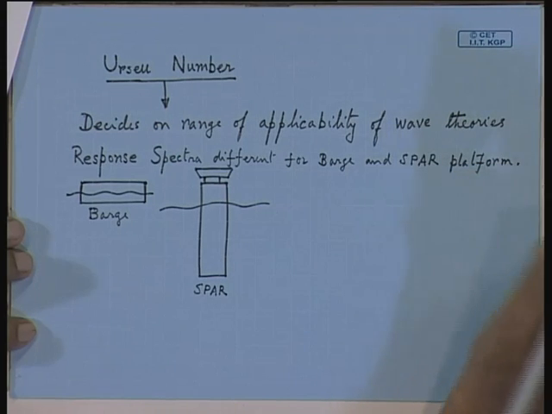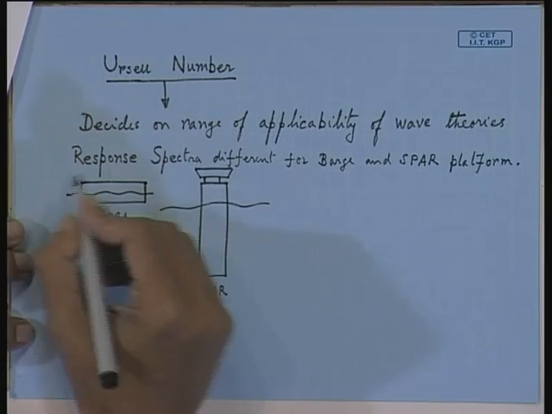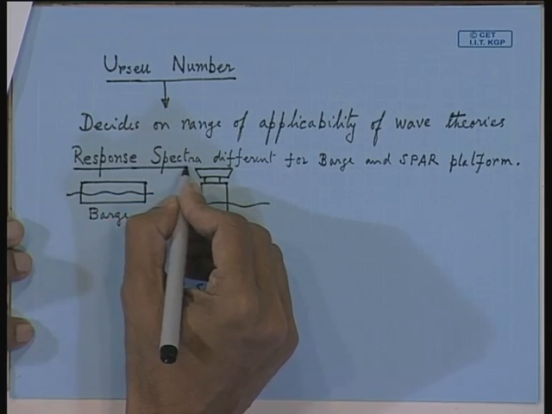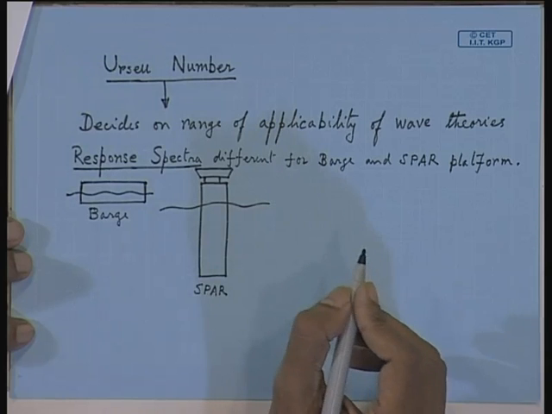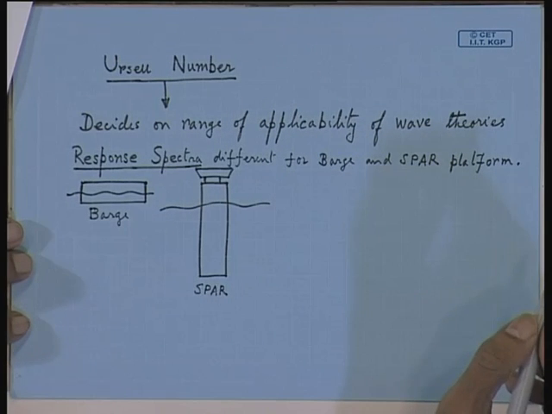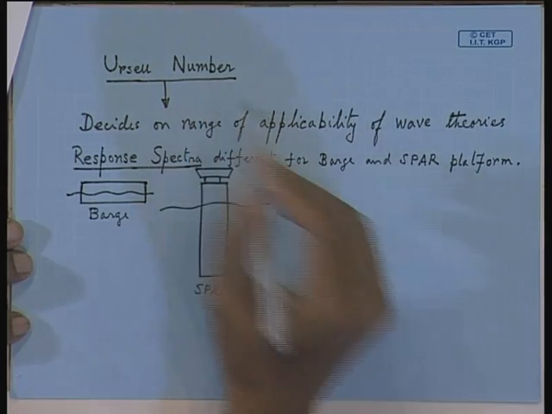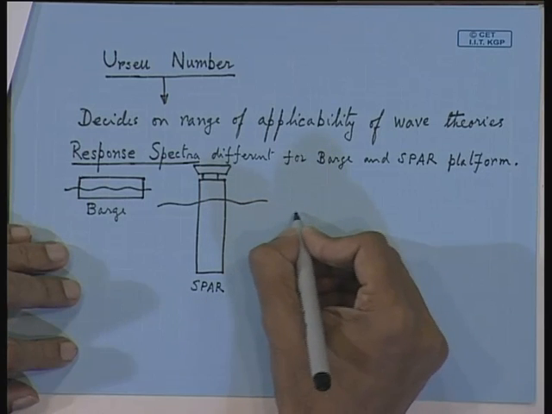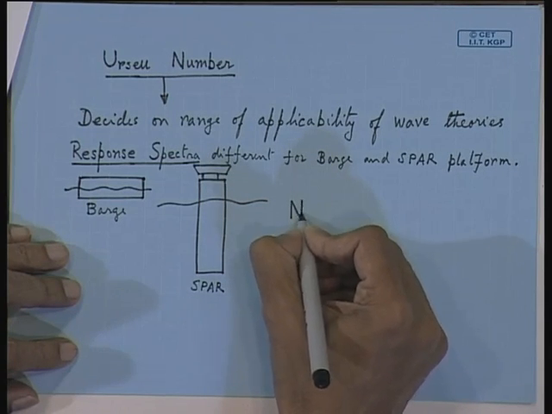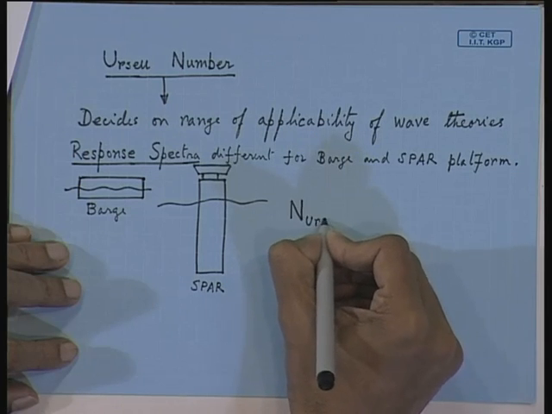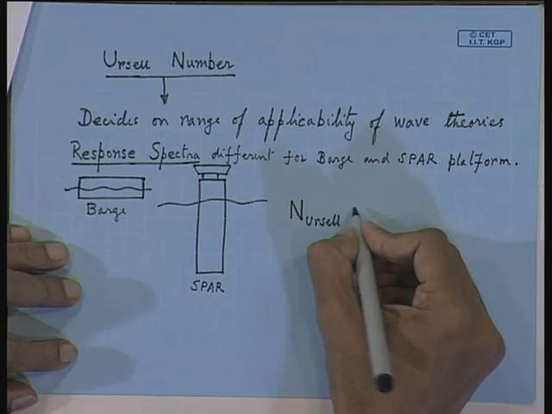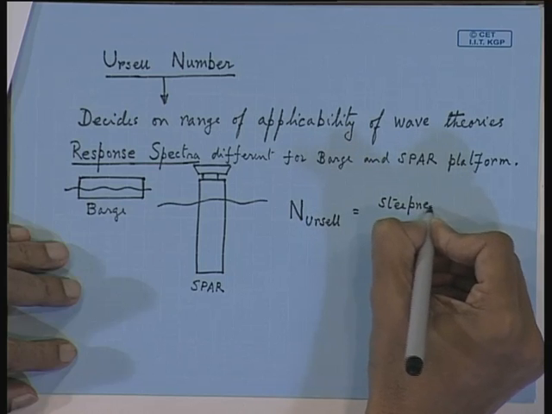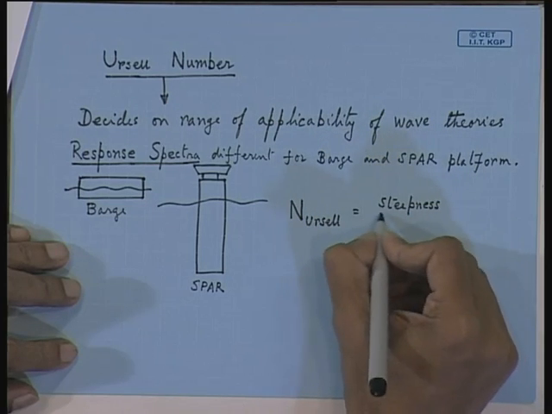So after studying all this wave mechanics, then actually we have to find out this response spectra. What will be the motion of the barge and the spar, and also the pressure terms, and which wave theories you are going to apply. So this depends on this number, which is called the Ursell number. Now Ursell number, if you write, it is given as N Ursell. So this is a ratio of steepness over relative depth cube.